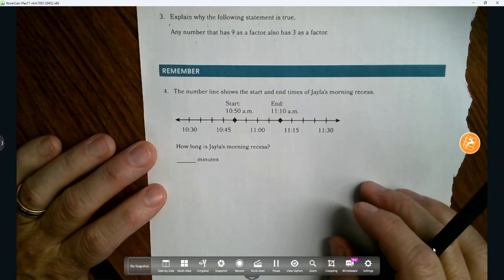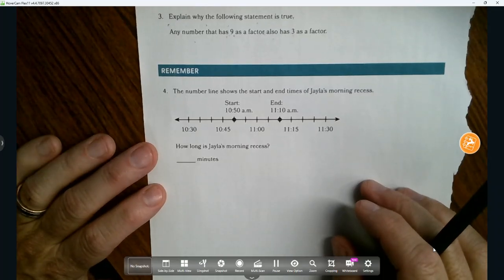Tell me. Explain it. Why is it true? Show me why it's true. Show me why it's true if it's true. Show me why it's false if it's false.